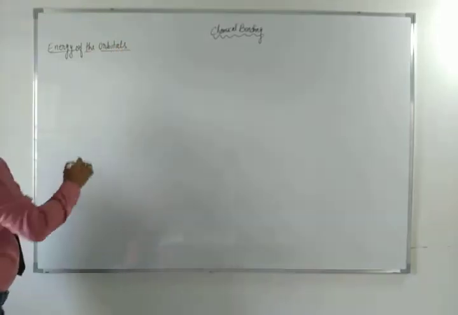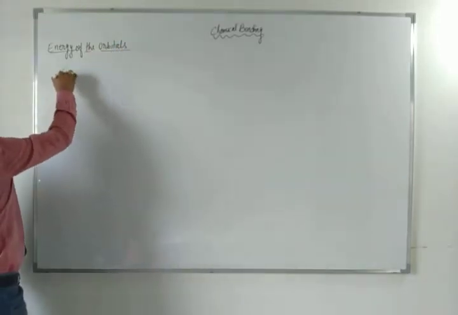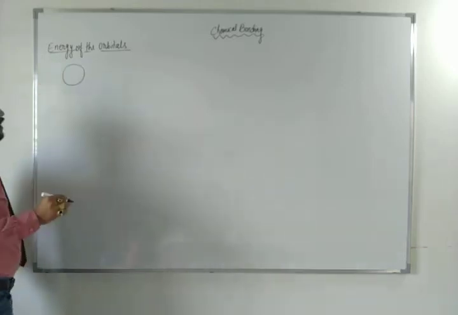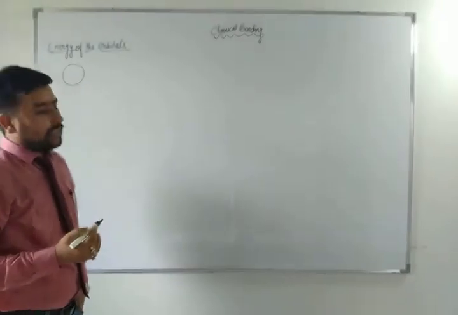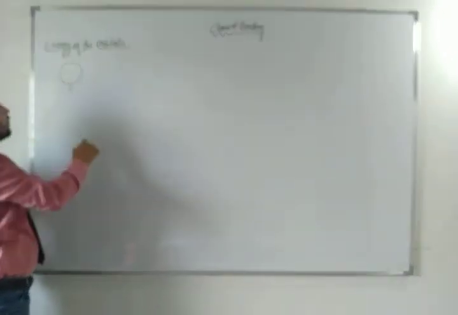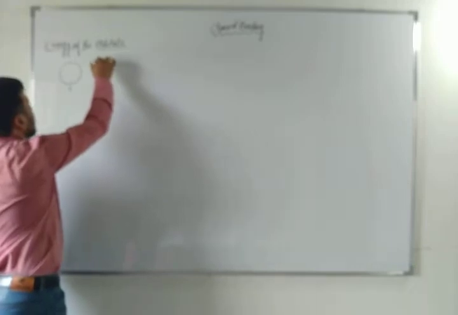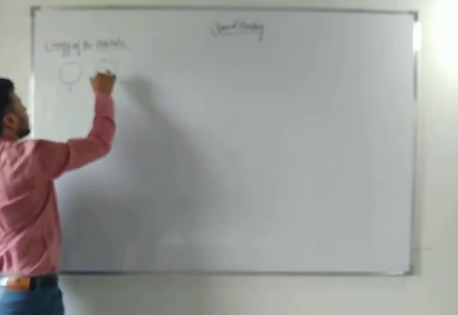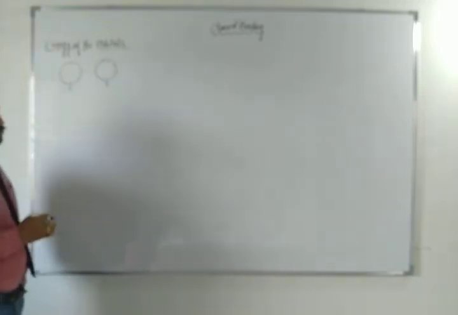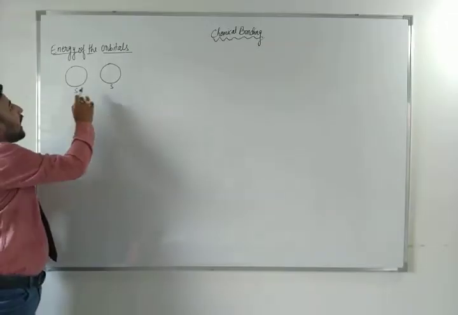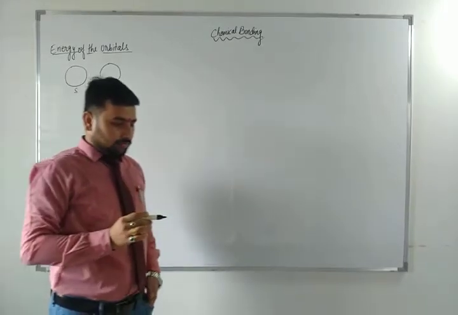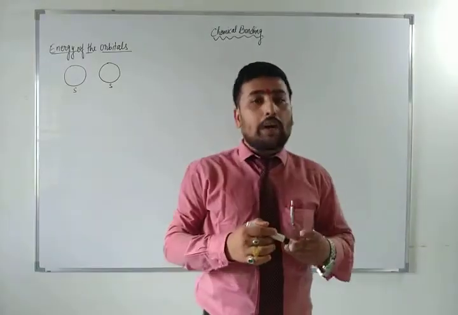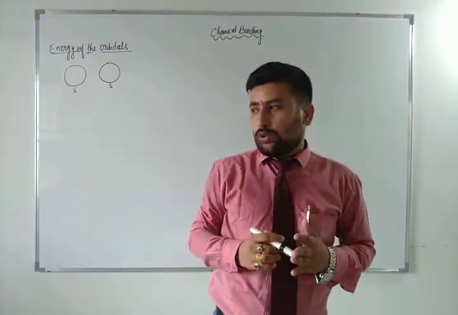See here, the s orbital is spherical. You know very well: 1s, 2s, 3s, 4s, 5s, 6s, 7s. All the s orbitals are spherical. This is an s orbital. Similarly, here is also an s orbital. Now, both these s orbitals can do overlapping, as I had told you also.